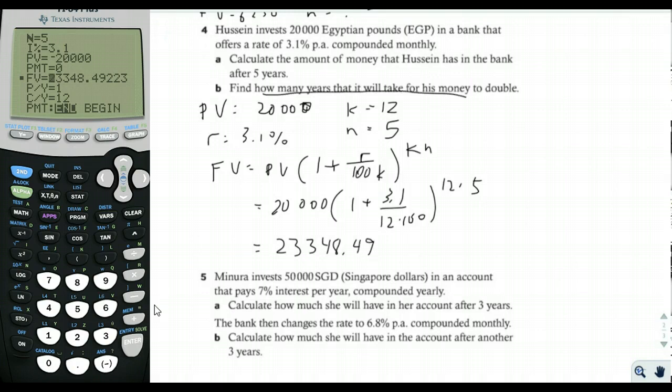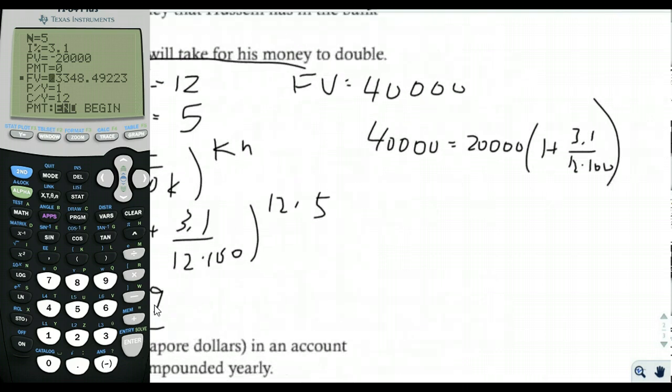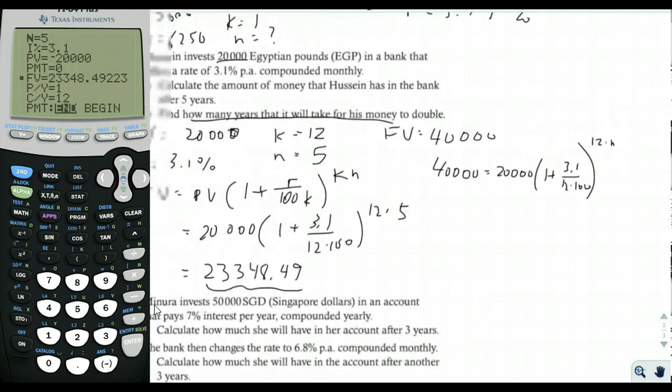Find out how many years it will take for his money to double. So you can see that he started with 20,000. After 5 years, he had 23,000. So how long would it take for him to get 40,000? So if the future value was 40,000, how long would that take? So right now you're solving for n, right? So 1 plus 3.1 divided by 12 times 100, and then the exponent is 12 times n, and we're going to solve for n. So we'll put all those numbers in here.